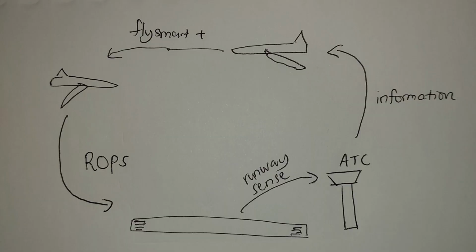So in short, all these systems will create an advantageous feedback loop. ATC will provide information to the pilots and pilots will use their FlySmart Plus software to calculate the landing distance. ROPS will then assist the pilots to make a safe landing and then Runway Sense will determine the actual braking action on that runway. And this information will then be passed back to ATC.